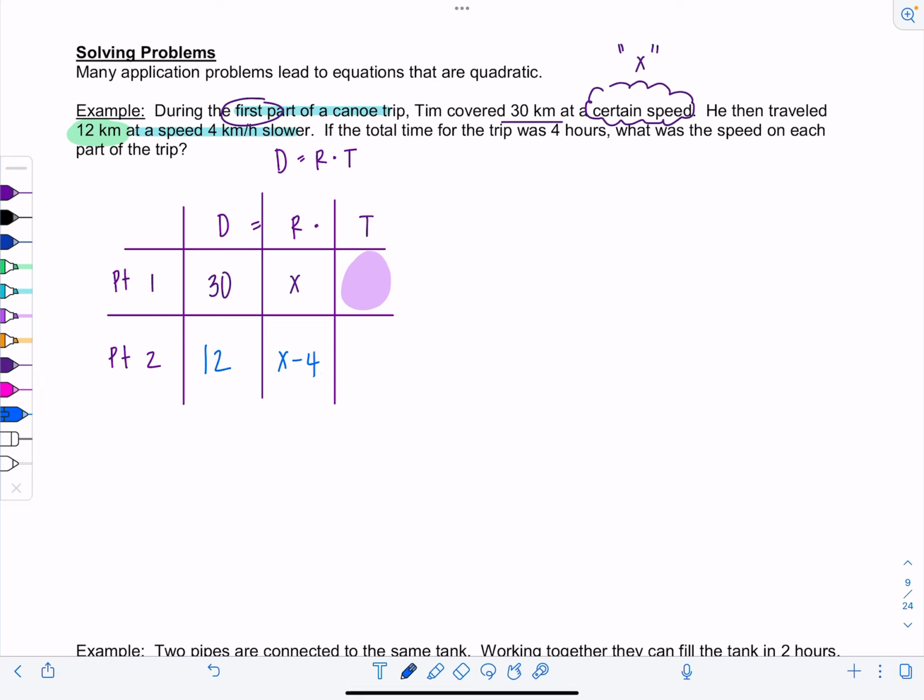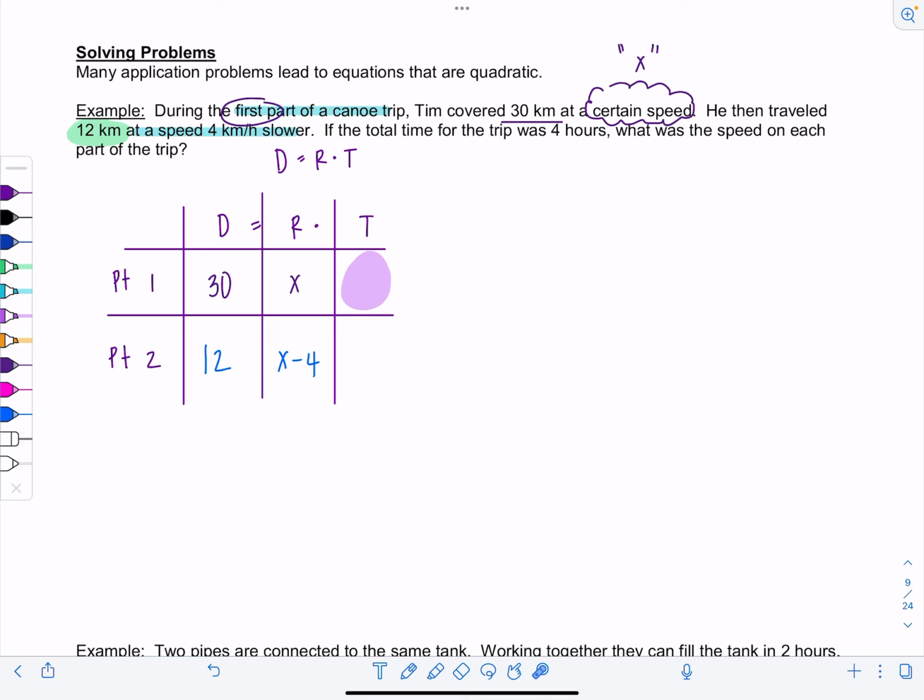And just think about it. Think what makes sense in your head. Say he was going 10 kilometers per hour originally. What's 4 slower? It's 6. How did you get there? 10 minus 4, not the other way around, not 4 minus 10. When you're doing subtraction, the order is super important that you get it right. Otherwise, it will mess up the entire problem.